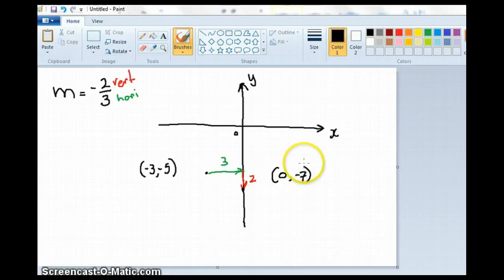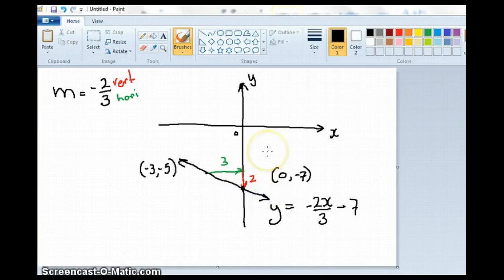So I think I know everything I need. I know my rule is y equals -2, the x goes up the top, thirds, minus 7. Now I was trying to do a nice straight line, there it is. And of course the straight line goes in both directions.